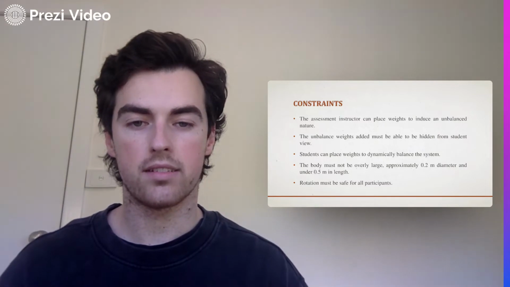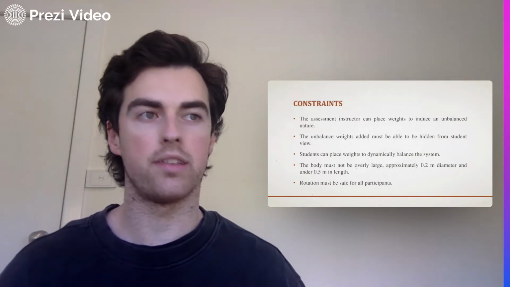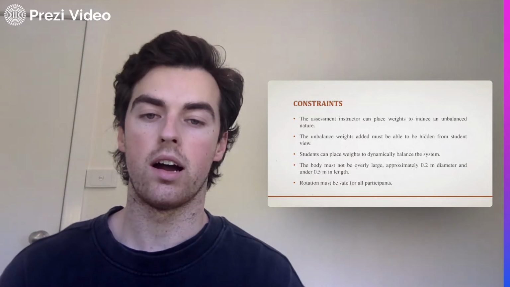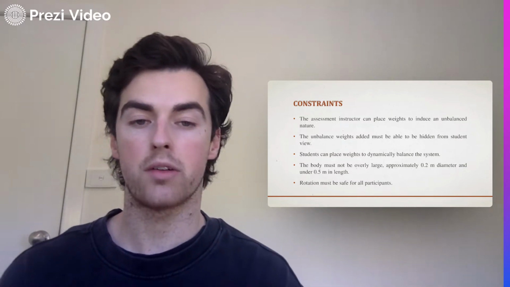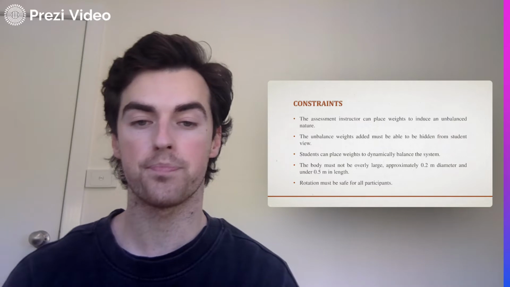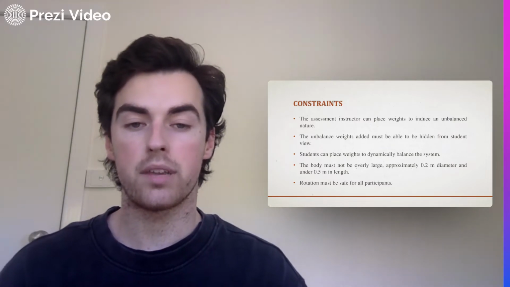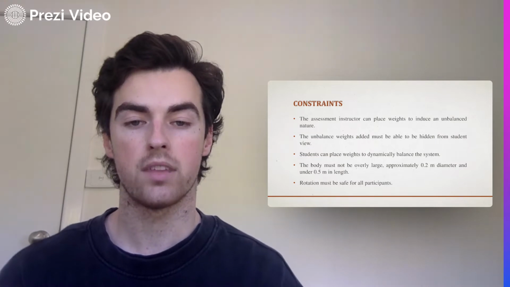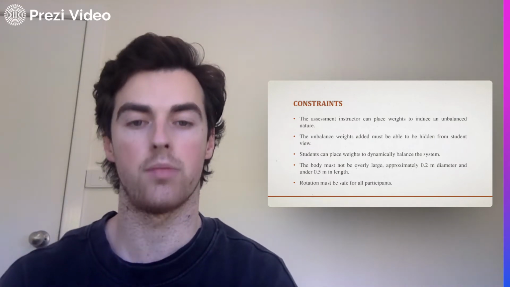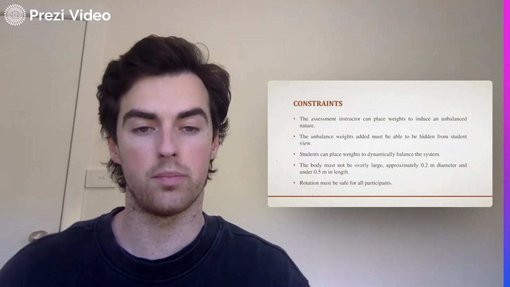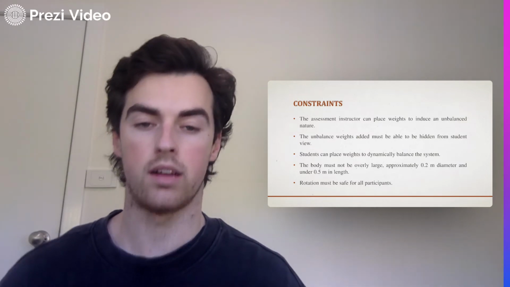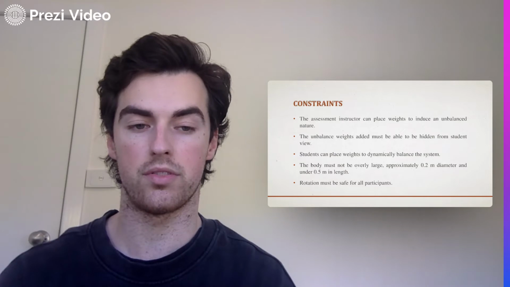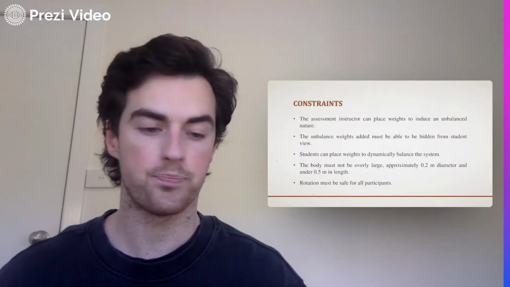So this device needs places where the instructor can add weights to induce the unbalanced nature. These unbalanced weights must be able to be hidden from student view. The students must then be able to place weights to dynamically balance the system. In terms of size, the body must not be overly large, approximately 0.2 meters diameter and under half a meter in length. And most importantly, rotation must be safe for all participants.